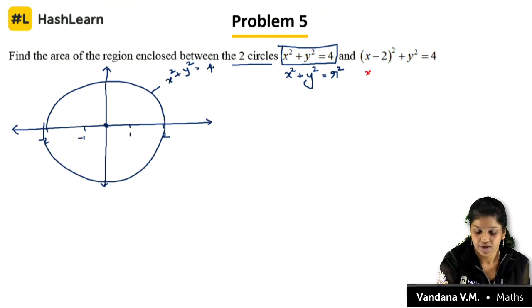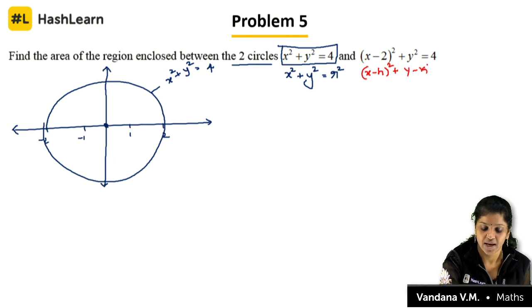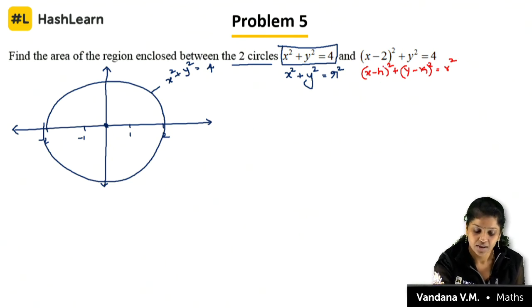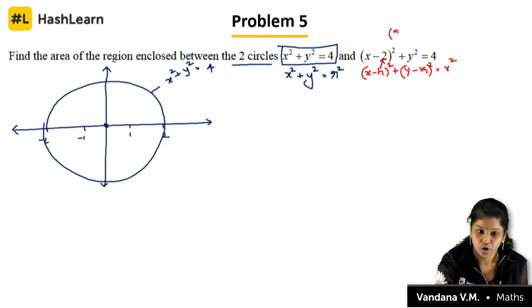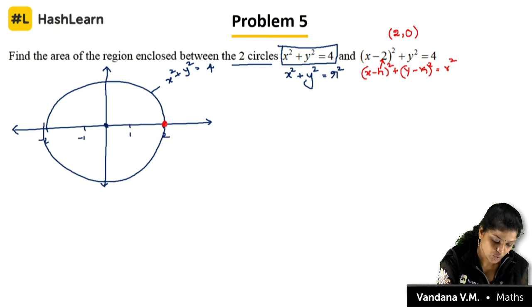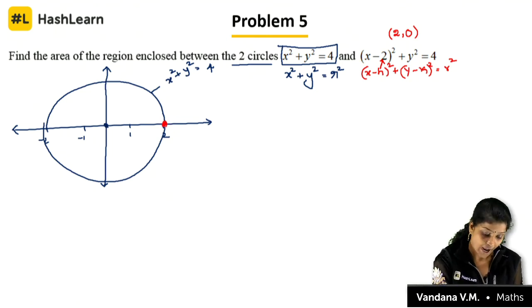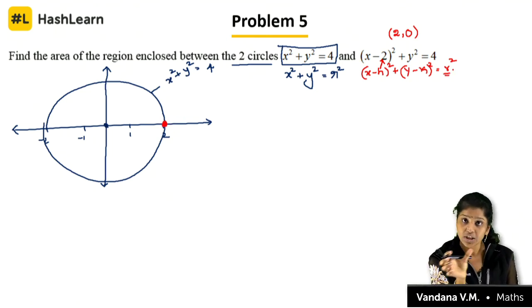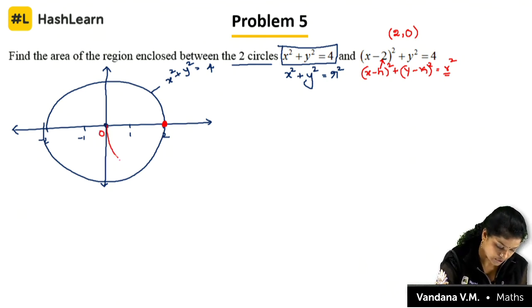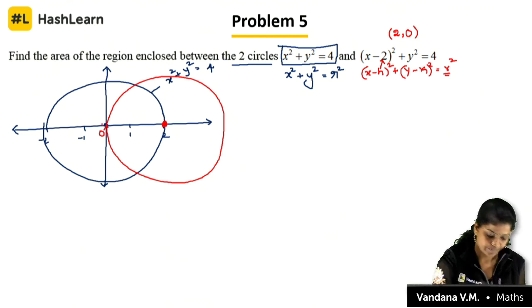This is what? x minus h whole square plus y minus k whole square is equal to r square. So, where is the center? The center should be at 2, 0. So, where I have to get the next one, center should be 2, 0. Now, the radius is 2 units only. So, from 0 to 2. So, the circle should be like this.